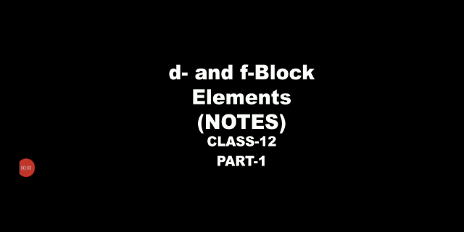So starting with D and F block elements. D and F block elements are called transition elements. D block elements are called transition elements and F block elements are called inner transition elements. Now inner transition elements contain two groups. They are grouped into two series called lanthanoid series and actinoid series.